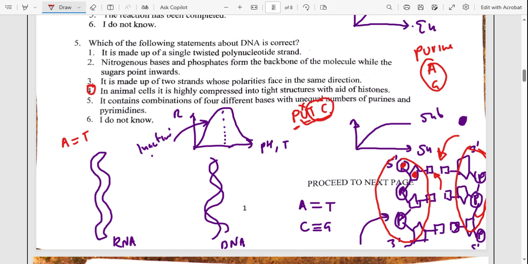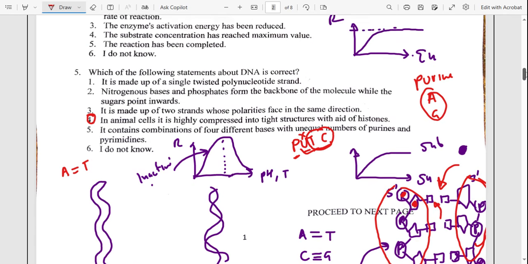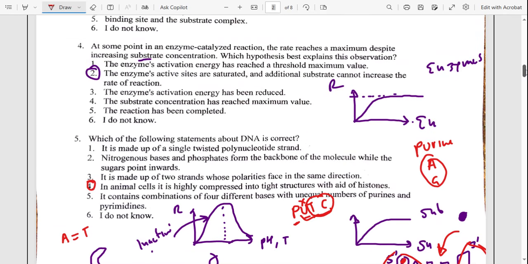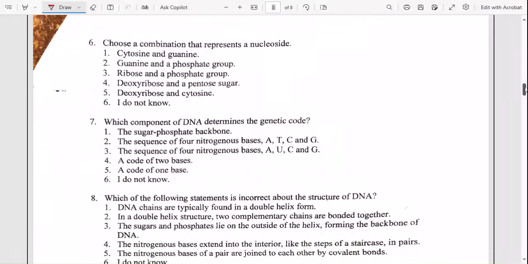So question 4, the answer is option 2. Enzymes' active sites are saturated and additional substrate cannot increase the rate of the reaction. Number 6 is saying choose a combination that represents a nucleoside. Now remember, when you have this, a pentose sugar attached to a nitrogenous base, we call this a nucleoside.